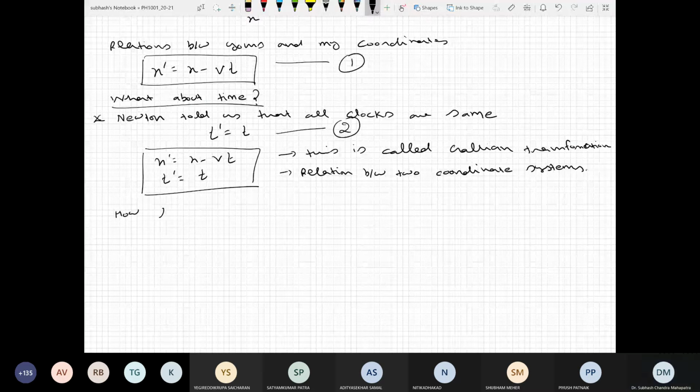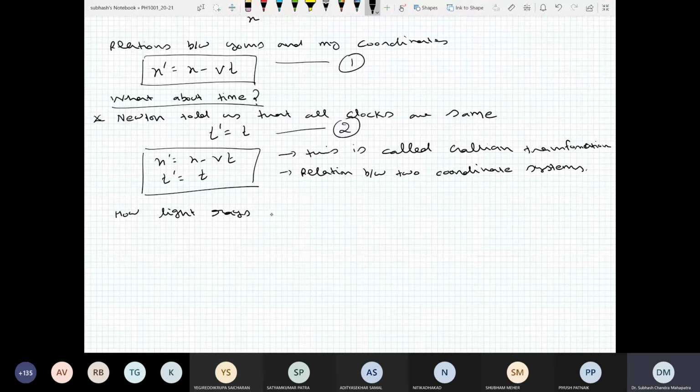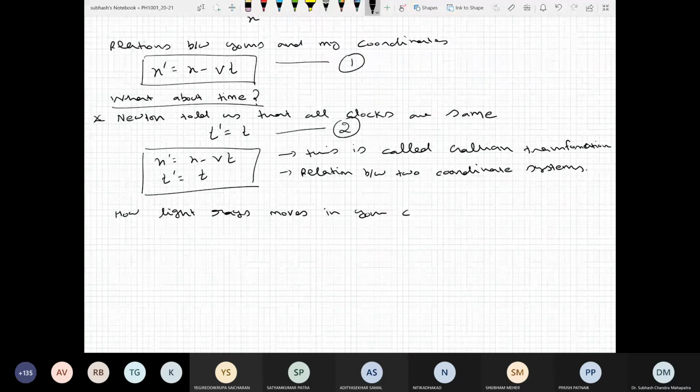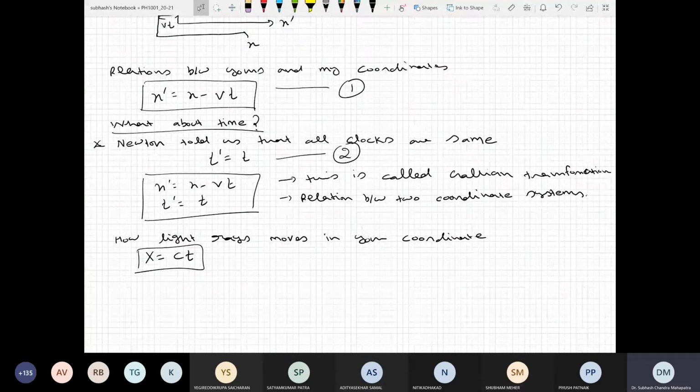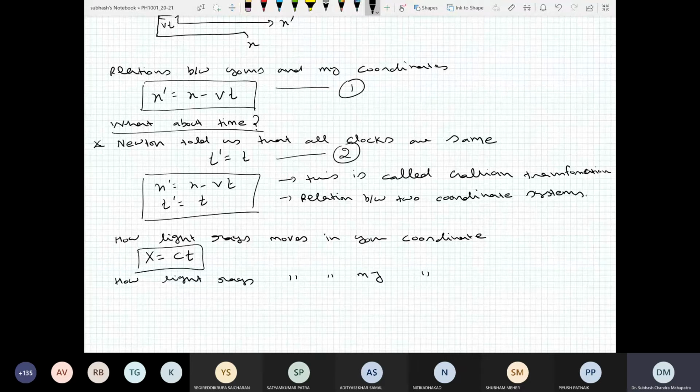How does the light ray move in your coordinates? Well, light moves with velocity c. So you would say x is equal to ct. Right? Very nice. But now analyze how the light ray moves in my frame, in my coordinates. So let's write my frame.